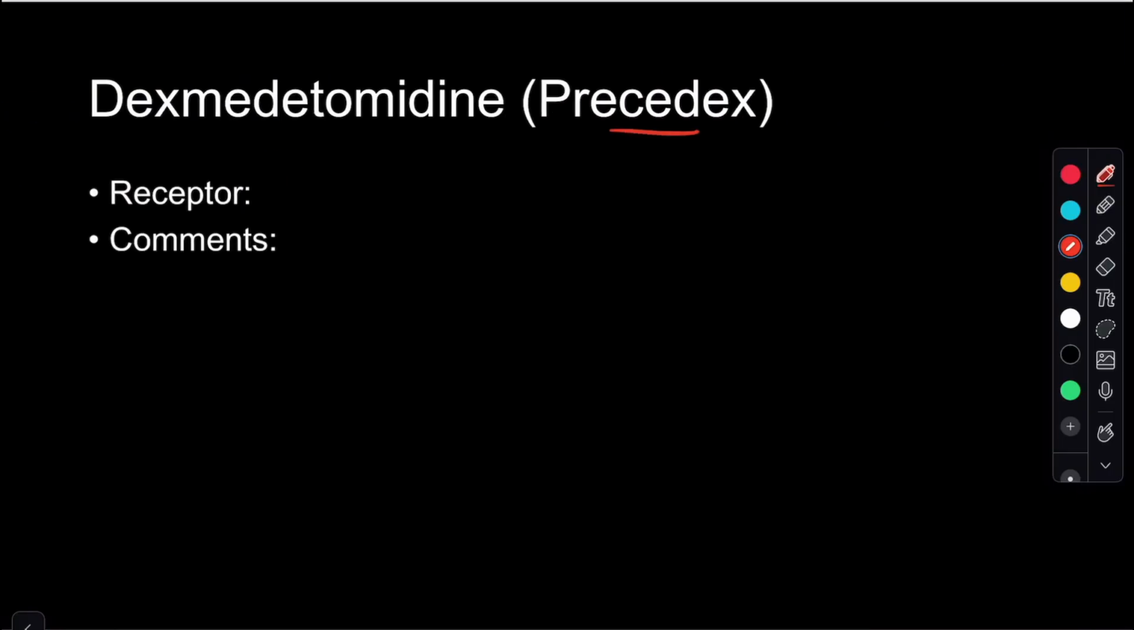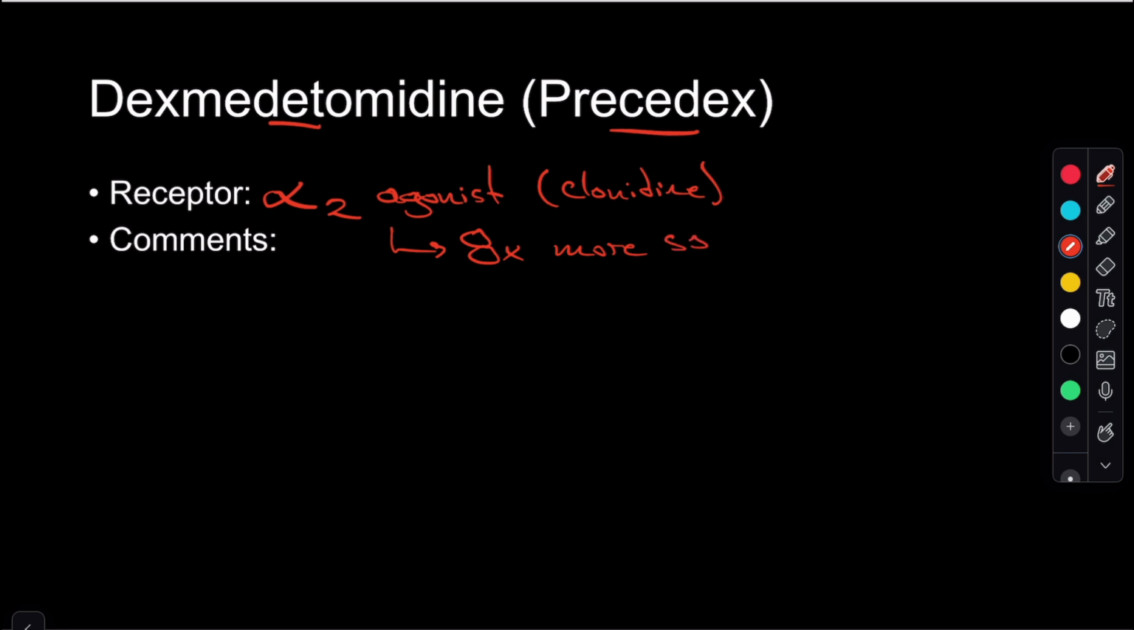Dexmedetomidine, otherwise known as Precedex, because this can be super tricky to say, is an alpha 2 agonist, also like clonidine. Clonidine is a blood pressure medication, so I was curious why dexmedetomidine is used as an analgesia agent or sedative, while clonidine is used for blood pressure. The big difference that I found is Precedex is 8 times more specific for the alpha 2 receptor, whereas clonidine is less specific for that receptor.